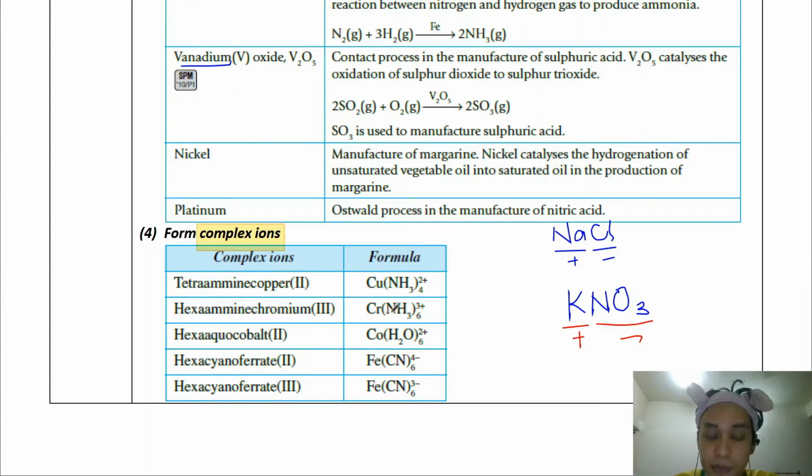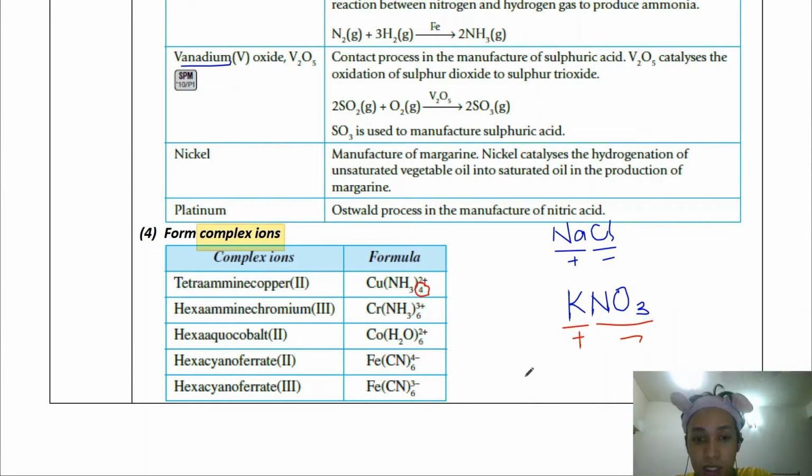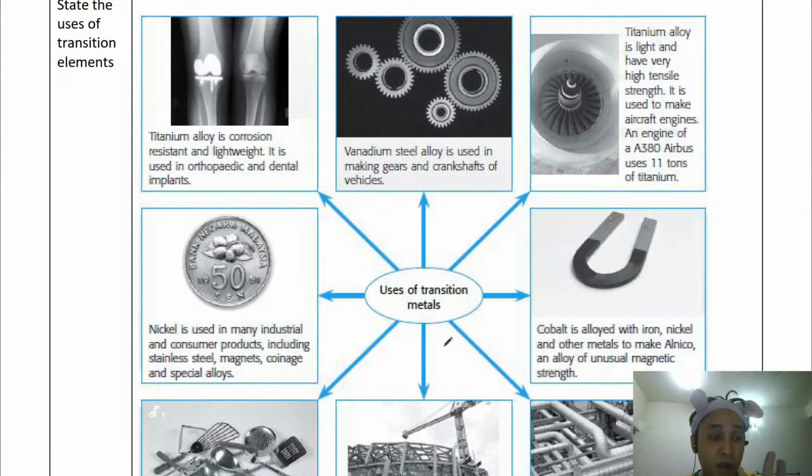Now in this case, if you notice the amount of ions here, this one I have 4 of the NH3, and this one I have 6. So as you can notice, these ions are not the typical ions that we learn. That's why we call them complex ions. Don't worry, you don't need to memorize this, you just need to know that they form complex ions. So those are the 4 important properties of your transition elements.